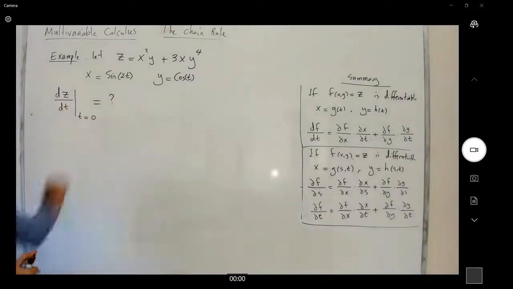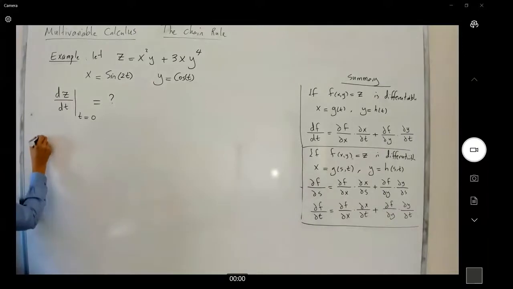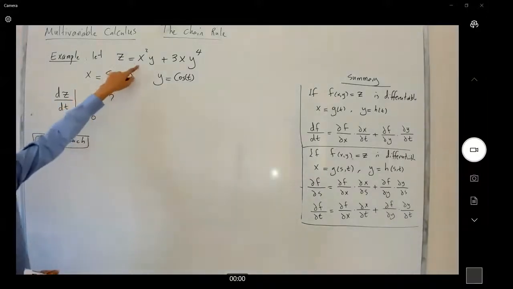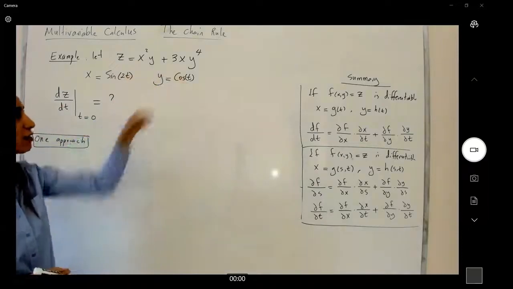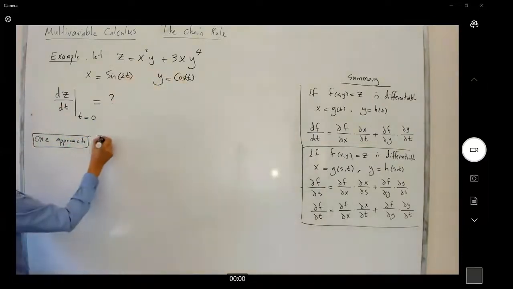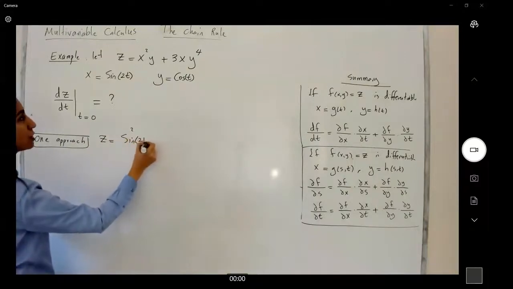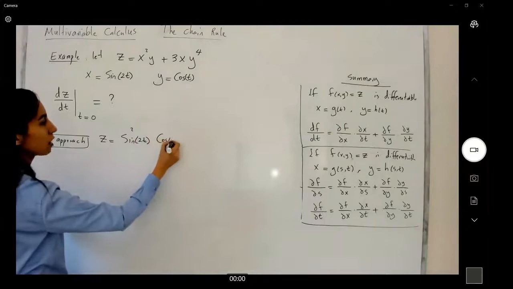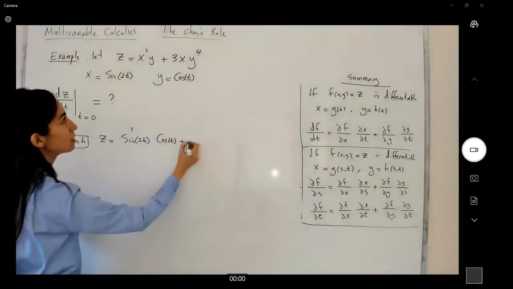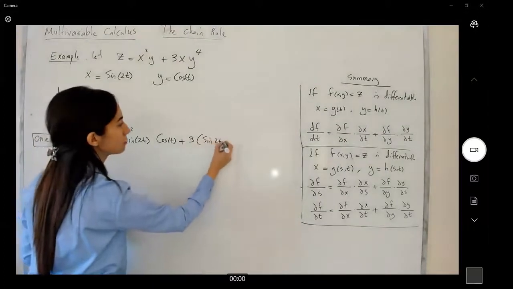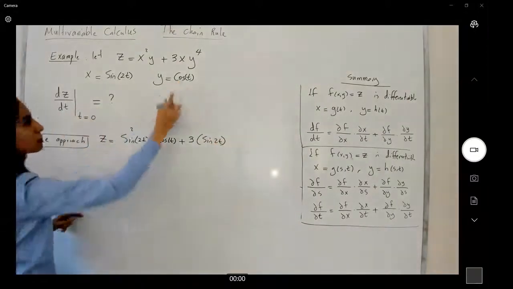Again, we're going to solve this using the two approaches that we have. The first approach, which is substitution. Wherever you see x, write down sine 2t. Wherever you see y, write down cosine t. Just substitute that. So z is equal to sine squared 2t times cosine t plus 3 times sine 2t times cosine t to the fourth.